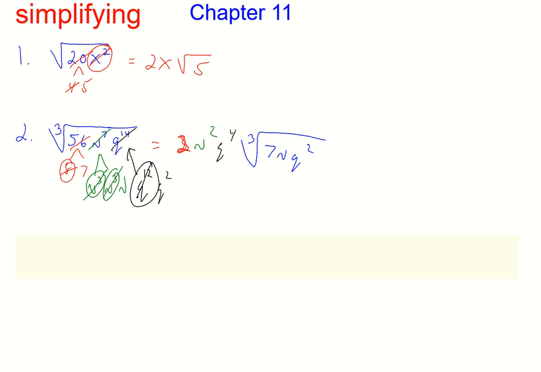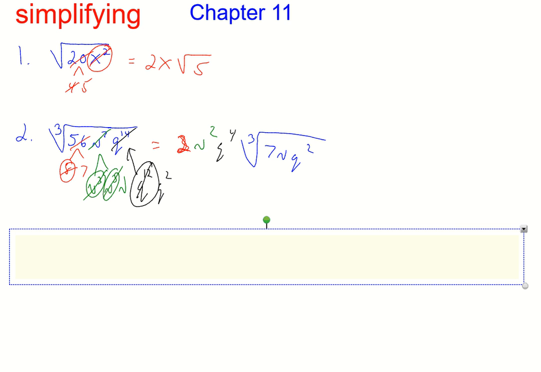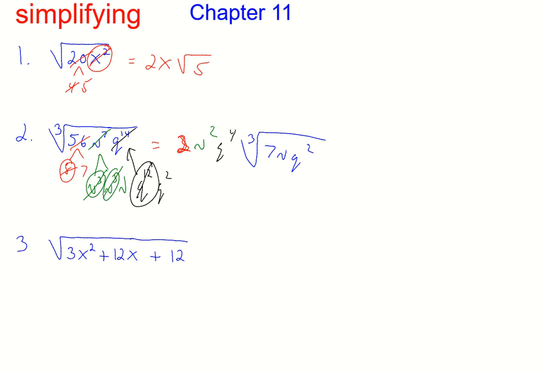Just be careful. That's about as hard as the simplifying is coming. It's about as hard as you'll get one. Eduardo, question, or are you good? Okay. All right. Then this one, probably most of you won't know what to do. But simplify that. The square root of 3x squared plus 12x plus 12.